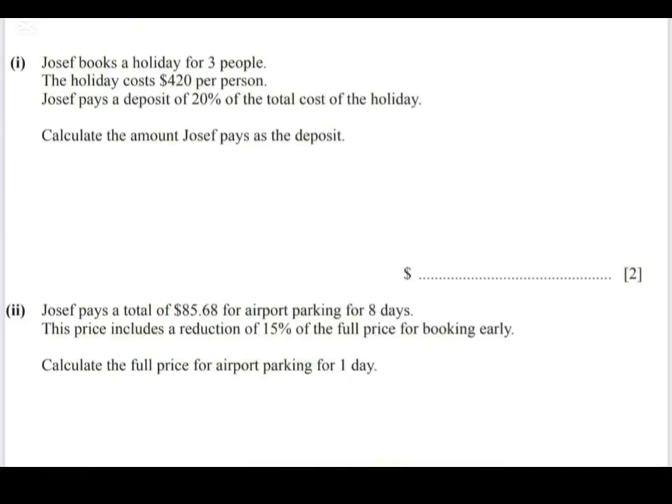Now Joseph booked a holiday for 3 people. The holiday costs 420 per person. This is 420 per person. Okay, Joseph pays a deposit of 20% of the total cost of the holiday. So basically he pays 20% of the total cost. So Joseph booked a holiday for 3 people at 420 per person. So 420 multiply by 3 will give us 1260. This means that $1260 is the amount of this holiday, and he paid 20%.